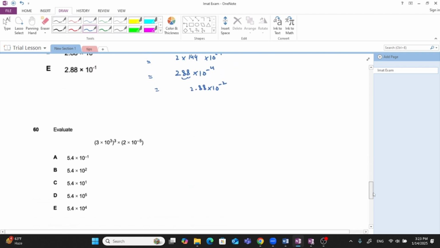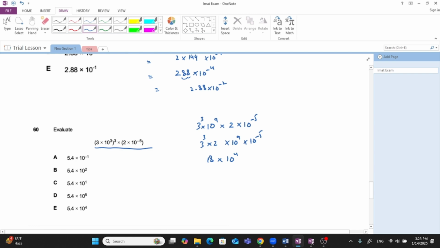Let's do this one. It's very easy. You can see 3 to the power 3, 10 to the power 9, 2 to the 2 times 10 to the power minus 5. So 3 times 3 multiplies with 2, and 10 to the power 9 and 10 to the power minus 5. So it's 9 times 2, which is 18, and 10 to the power 4. I don't know if I did something wrong. No, I haven't, but the answer is different.